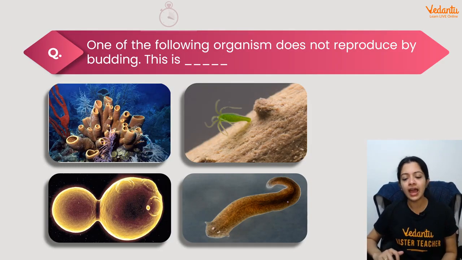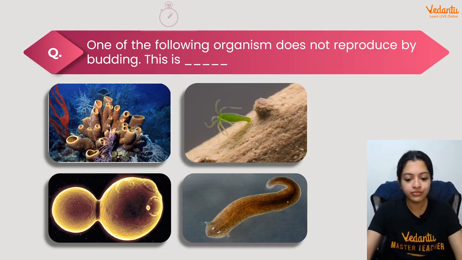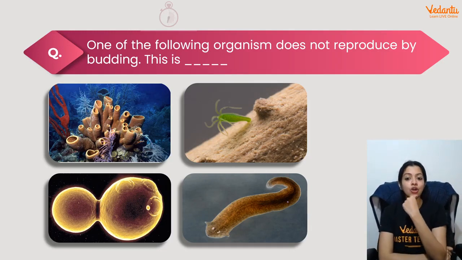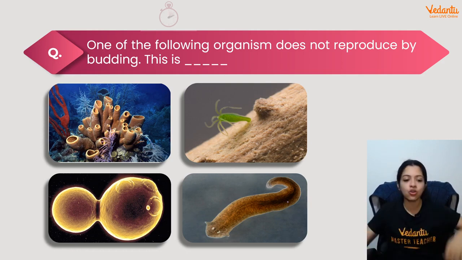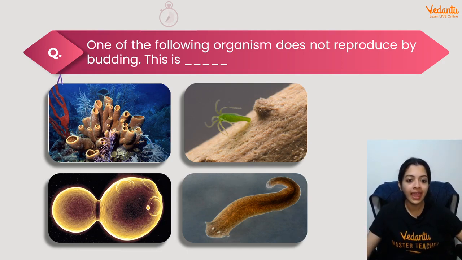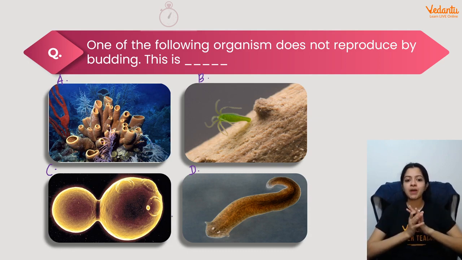Right, children? Now, quickly answer this question for me. One of the following organisms does not reproduce by budding. Which of them is that? Now, I'll give you a hint, as in I'll tell you what each of those organisms are. A, it's a sponge. B is hydra. C is yeast. And D is planaria. Tell me which of these would not reproduce by budding.